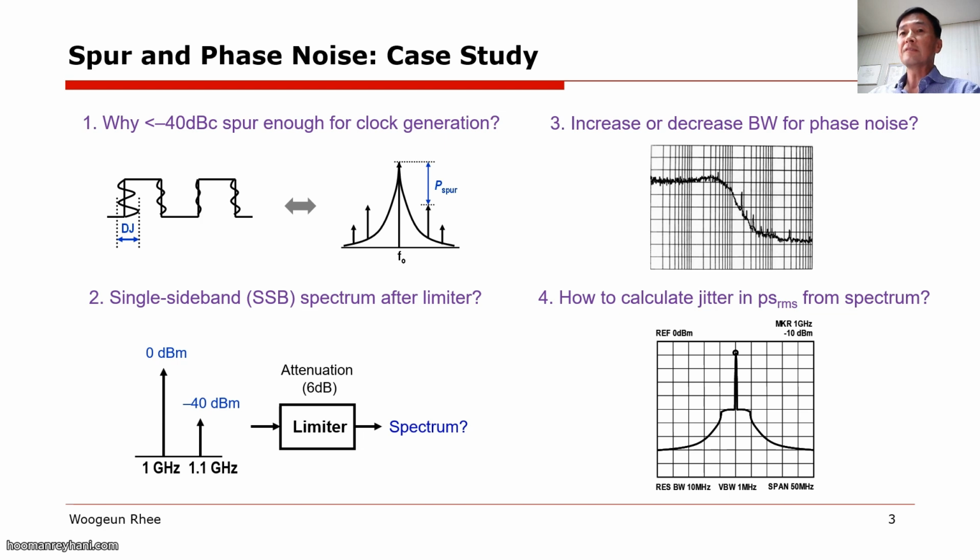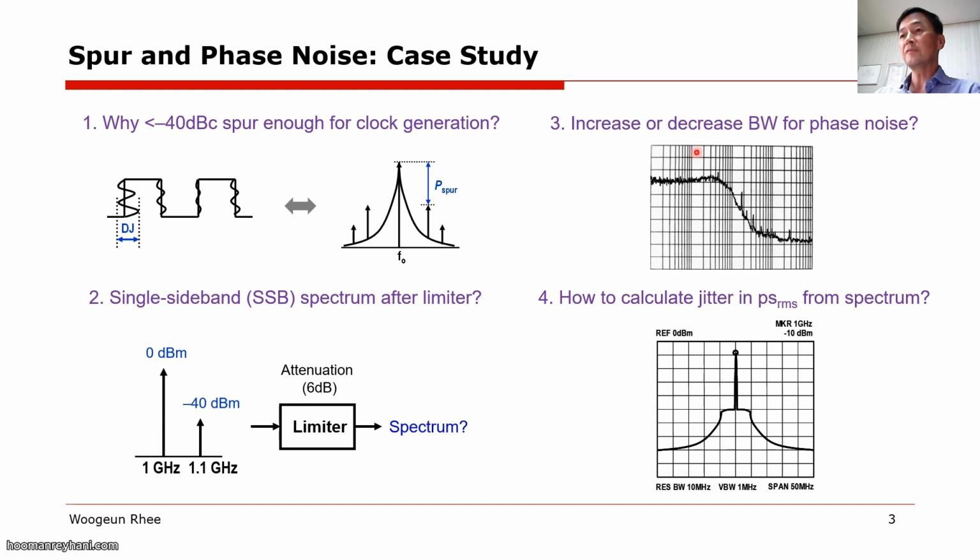And after learning some basics of the spur and phase noise analysis, you can answer these four questions. So these are case studies. First one, why less than minus 40 dBc is good enough for most clock generation systems. Second, what happens if a single sideband spectrum like this goes through the limiter with attenuation of 6 dB, then what would be the result in the spectrum after the limiter?